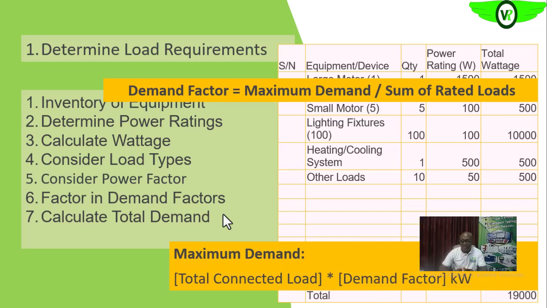Remember that if you select a larger size generator without considering the demand factor, the larger the generator size, the higher the fuel consumption. Not only that, the fuel consumption will be higher, the maintenance cost also will be higher. So this consideration is meant basically to optimize the selection process, or optimize the generator that we have in our facility.